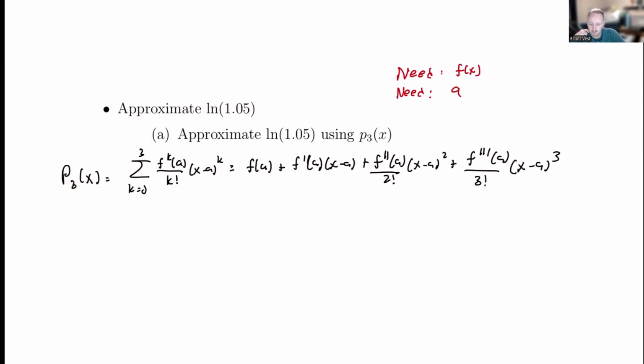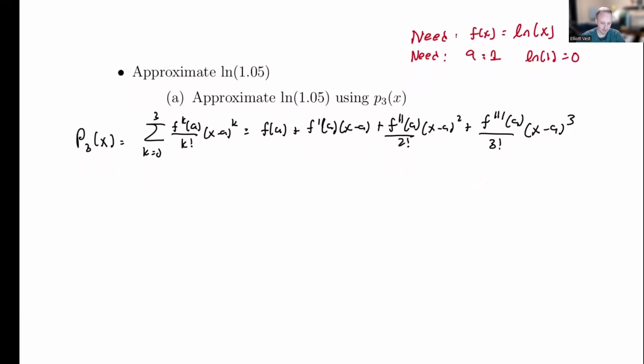But here it's like, okay, what is the function I'm looking for? That's not that bad. That's just ln of x. What is the point I'm centering around? Well, if I want to approximate this, I need to choose a point that is close to the thing I want to approximate, particularly a point that I also know the answer to already. And in this case, the clear answer is a equal to 1 because I know what ln of 1 is. ln of 1 is 0, or we're supposed to know what ln of 1 is, right? So that's going to help us for the problem here.